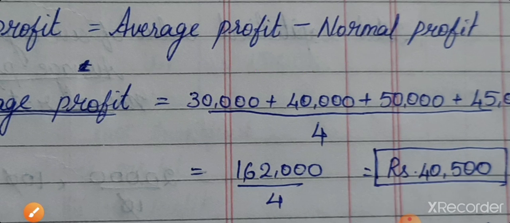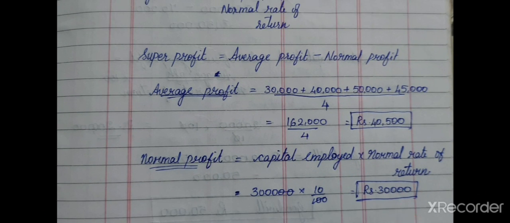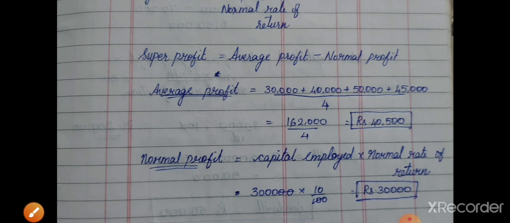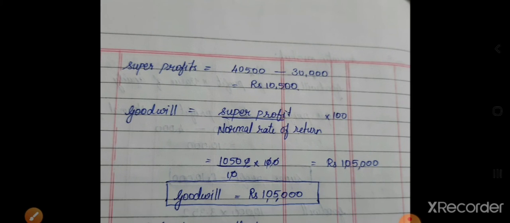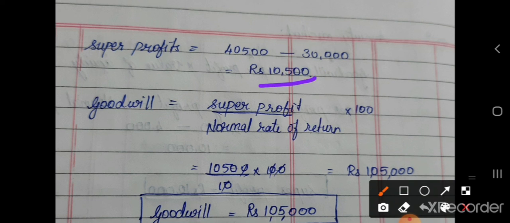You get the average profit as 40,500. Now normal profit is equal to capital employed into normal rate. You calculate the normal profit as 30,000. Next, super profit is equal to average profit minus normal profit. You get 10,500. Now goodwill is equal to the super profit 10,500 divided by the normal rate into 100. So you get 1,05,000 as the value of goodwill. Hope it is clear.